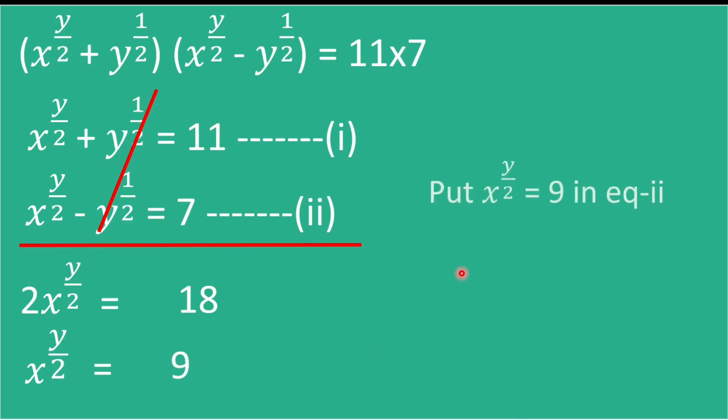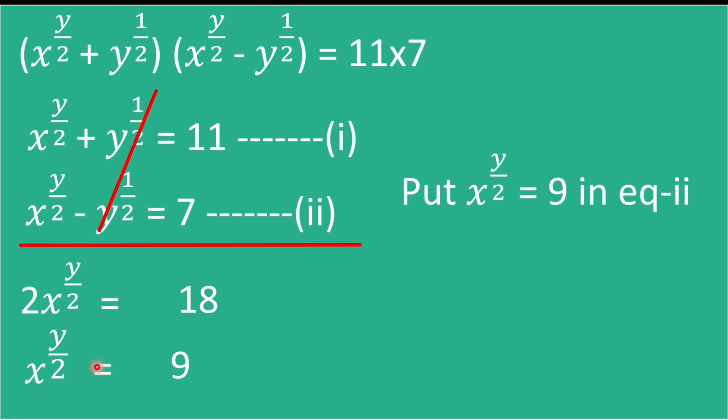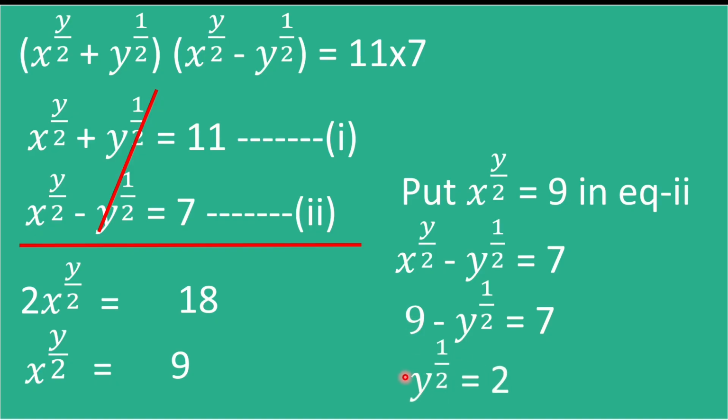And now in the next step we will put this x power y divided by 2 equals 9 over here in this equation 2. So this is our equation 2, and now we will put here equals 9. So this will become 9 minus y power 1 divided by 2 equals 7, and like previous, we will send this minus y power 1 divided by 2 to the other side of the equation. So this will become positive, and we will shift this 7 to this side of the equation. So this will become 9 minus 7, which is equal to 2 basically, and this y power 1 divided by 2. And hence we need the value of y.